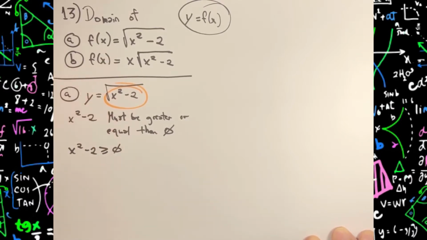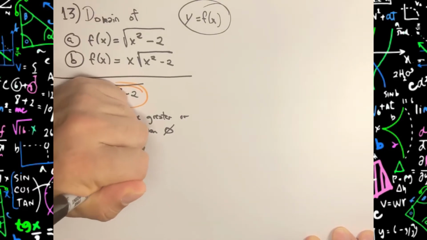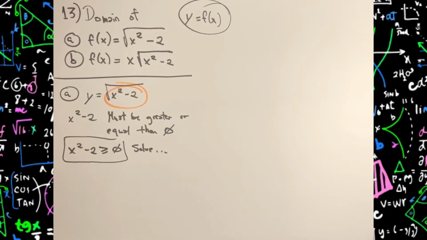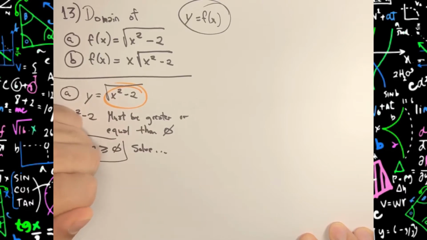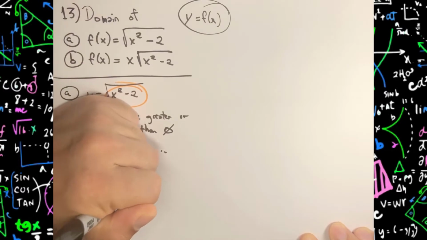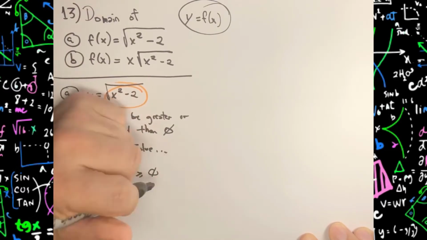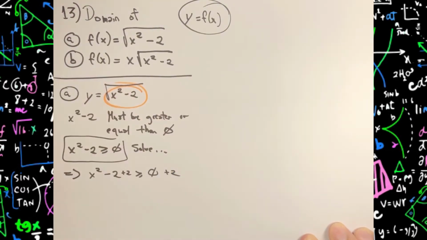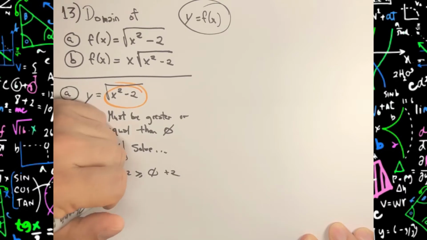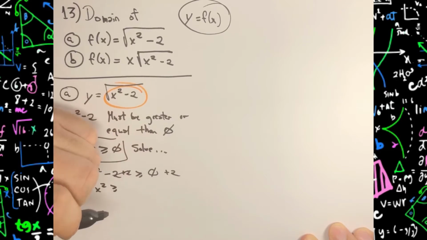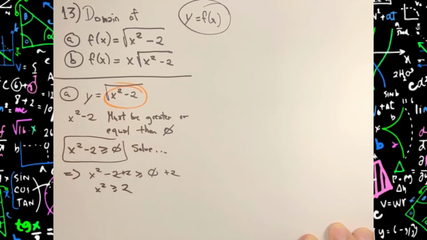So the inequality that we have to solve is x squared minus 2 greater or equal than 0. Once we solve this, we will be able to find the domain of function A, therefore the intervals of existence. So let's solve it. We have x squared minus 2 greater or equal than 0. I'm going to pick up the pace right now. To solve this, we have to add 2 to both sides. They cancel each other on this side, and we end up with x squared greater or equal than 2.